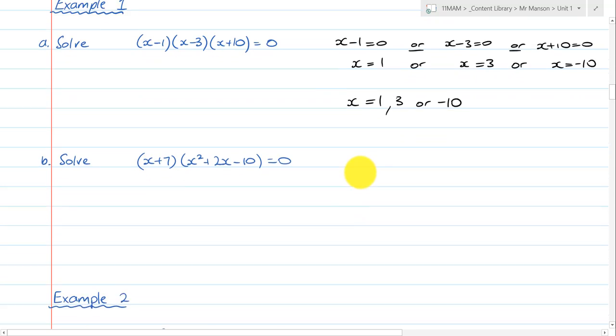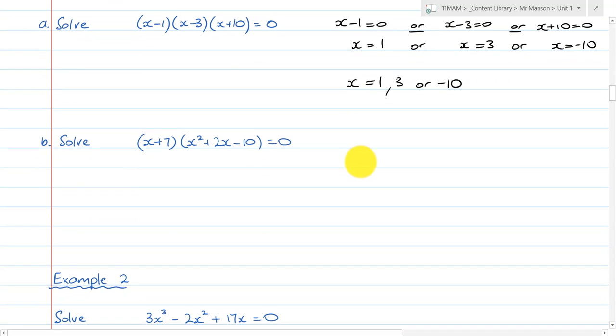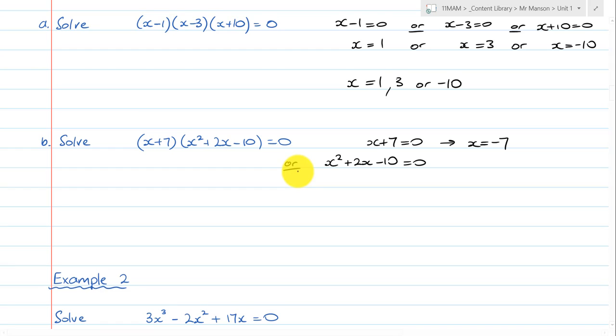I'm going to leave A on there, but here's example B. Can anybody tell me one solution to example B? X equals negative 7 is the obvious first solution. So we get x plus 7 equals 0, which leads to x equals negative 7. That's the null factor theorem. The other side of the null factor theorem here is that our second option is x squared plus 2x minus 10 equals 0. So we have a linear factor and we have a quadratic factor. If the linear factor equals 0, that's pretty trivial. The quadratic factor equals 0. Now we're back into that quadratics topic and we need to solve a quadratic.